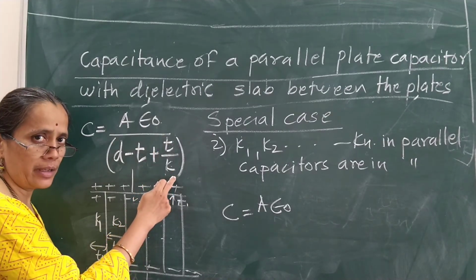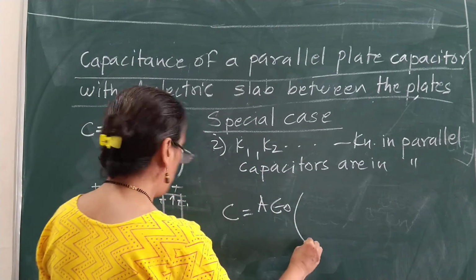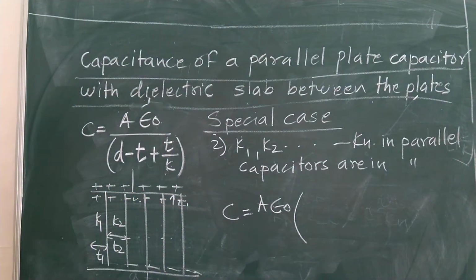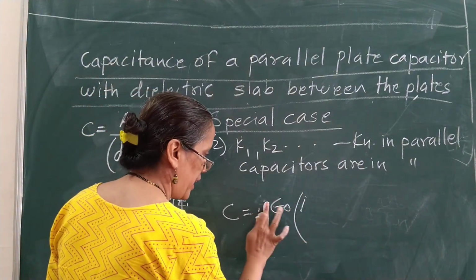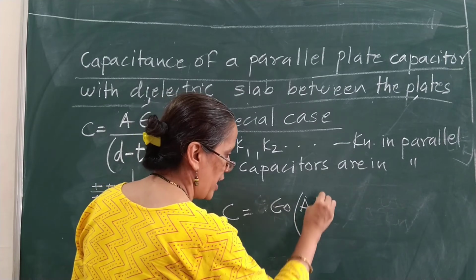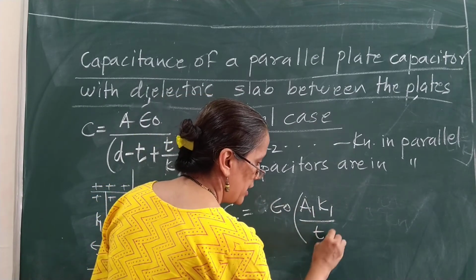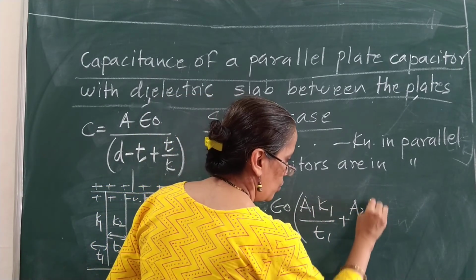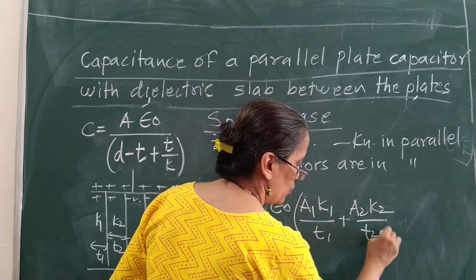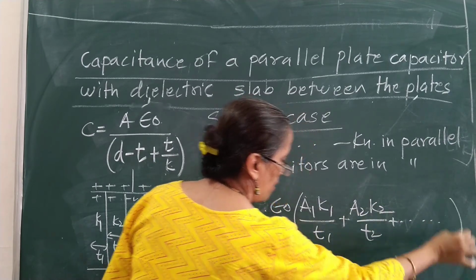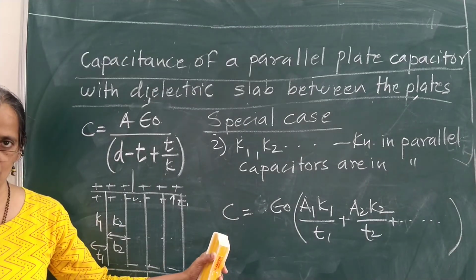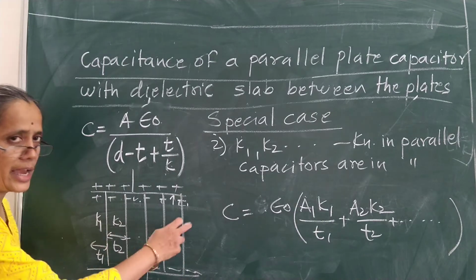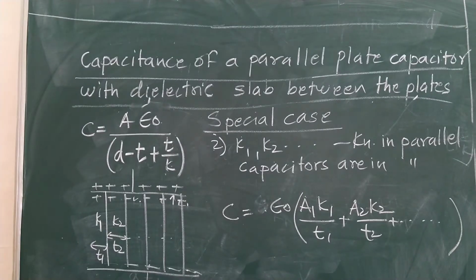T1 upon K1. So the formula will get modified, which is nothing but your formula of the plate. So plate area will get divided. I will say A1 K1 upon T1 plus A2 K2 upon T2, like that I will say up till the nth factor. So this is nothing but your capacitance when your dielectrics are arranged in the parallel combination.